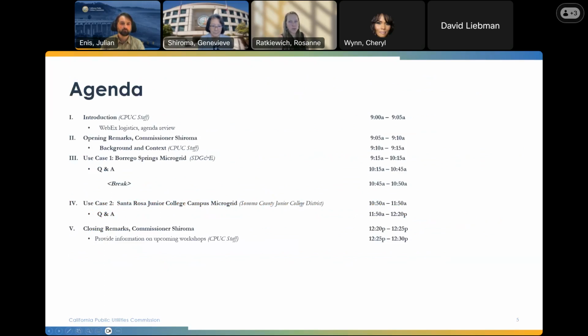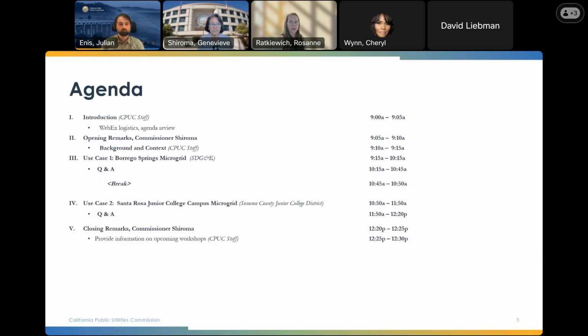We'll hear opening remarks from Commissioner Shiroma, after which our presentations today will demonstrate how two different entities have applied this approach to scenarios that need to consider different priorities, hazards, and options. San Diego Gas and Electric will be discussing how the approach can be applied to their in-front-of-the-meter utility microgrid solution at Borrego Springs and the iterations therein.